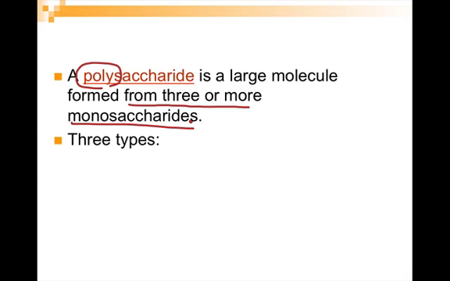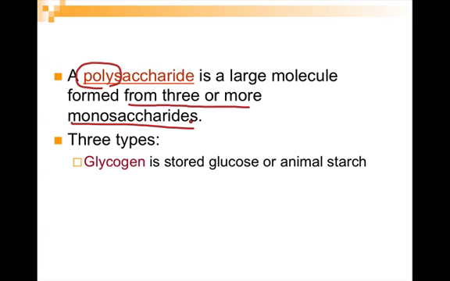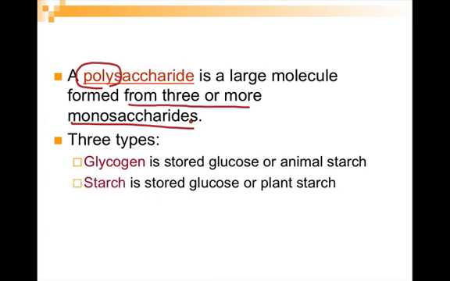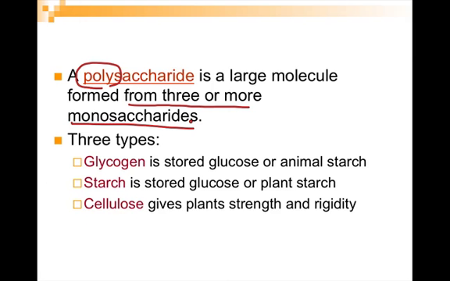There are 3 types of polysaccharides. Glycogen, which is stored glucose or animal starch. Starch, which is stored glucose or plant starch. And the third one is cellulose, which gives plants strength and rigidity. So once again, these have to be in order for your body. This is where you get your storage from.